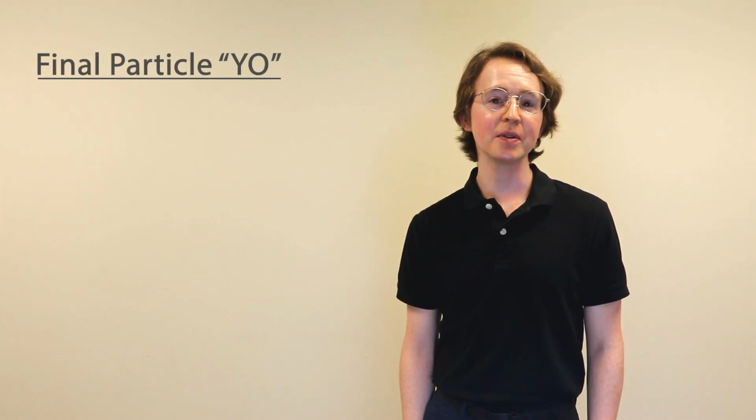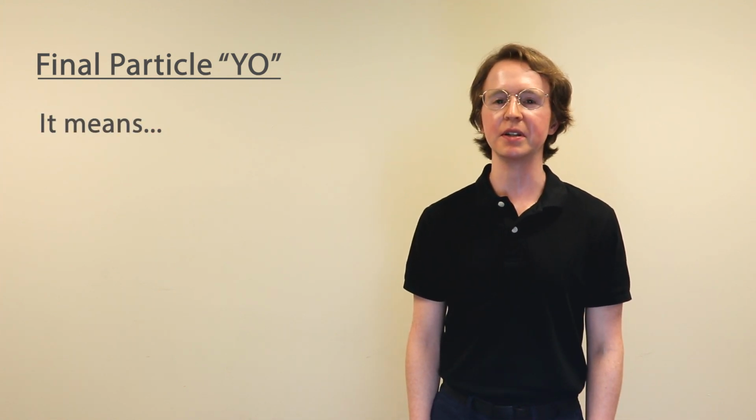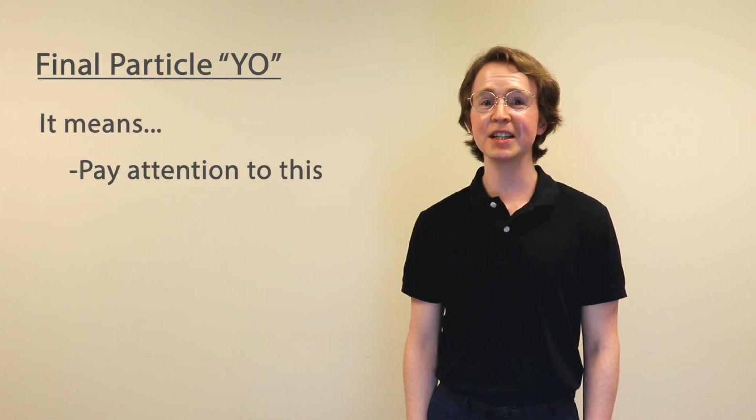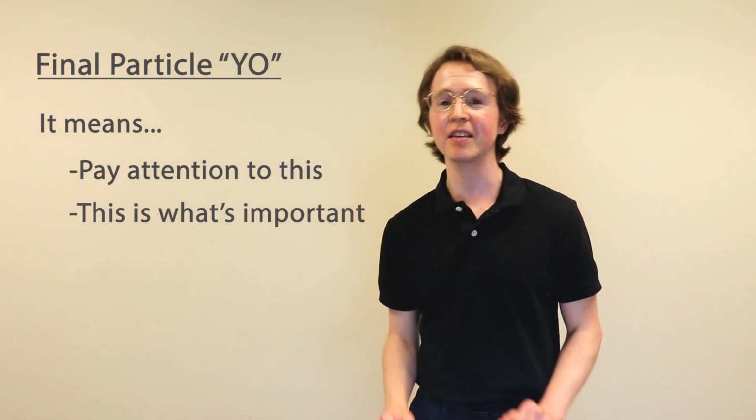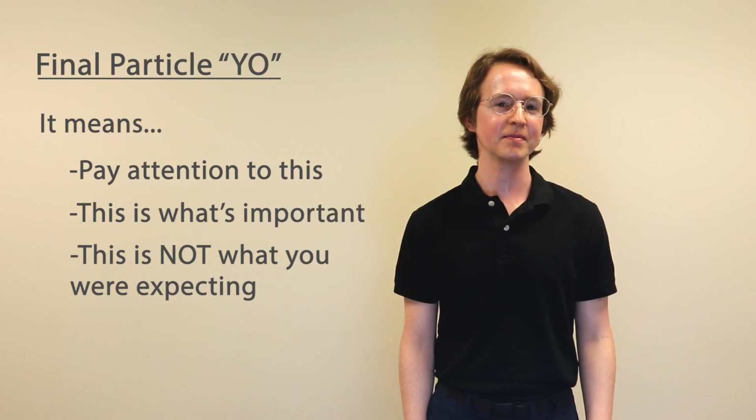The particle yo can come at the end of a sentence. It's like a spoken exclamation point. It means, pay attention to this. This is what's important. This is not what you were expecting. This particle indicates information that the speaker knows, but doesn't think the listener does, or, as Casey said, information that the speaker would like to emphasize.